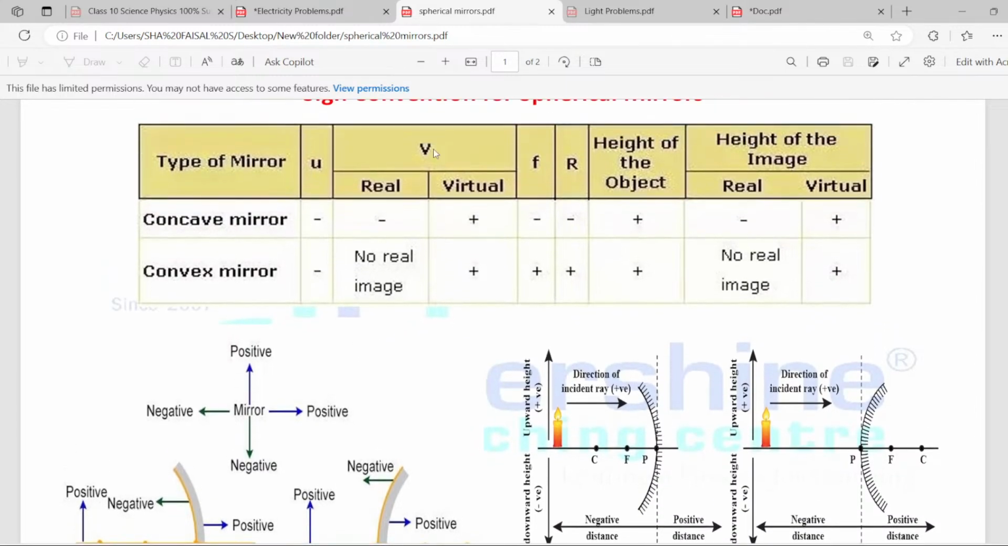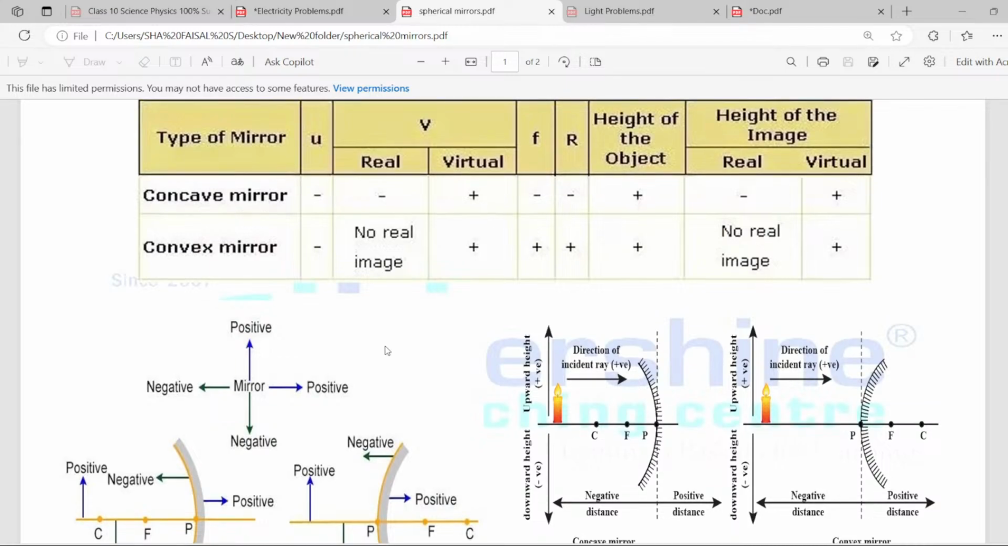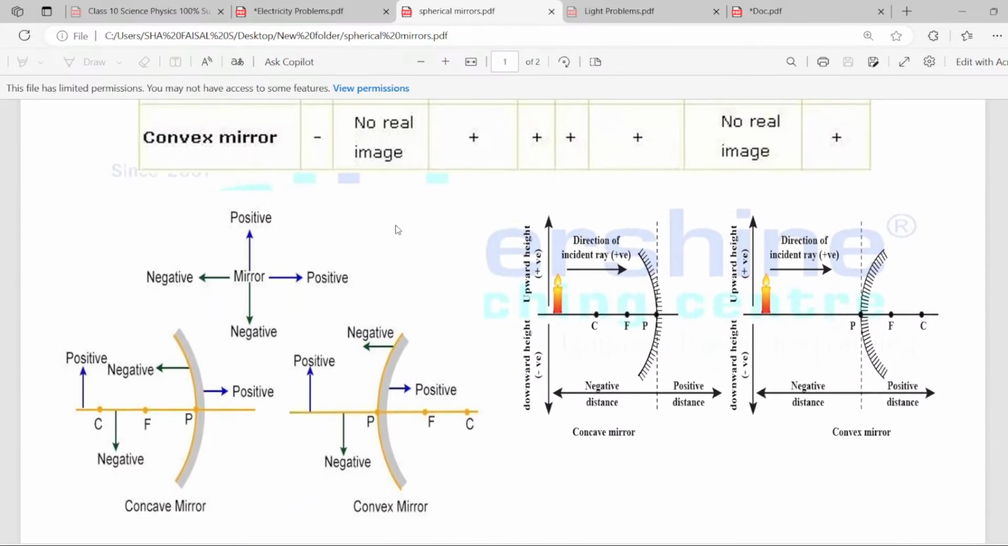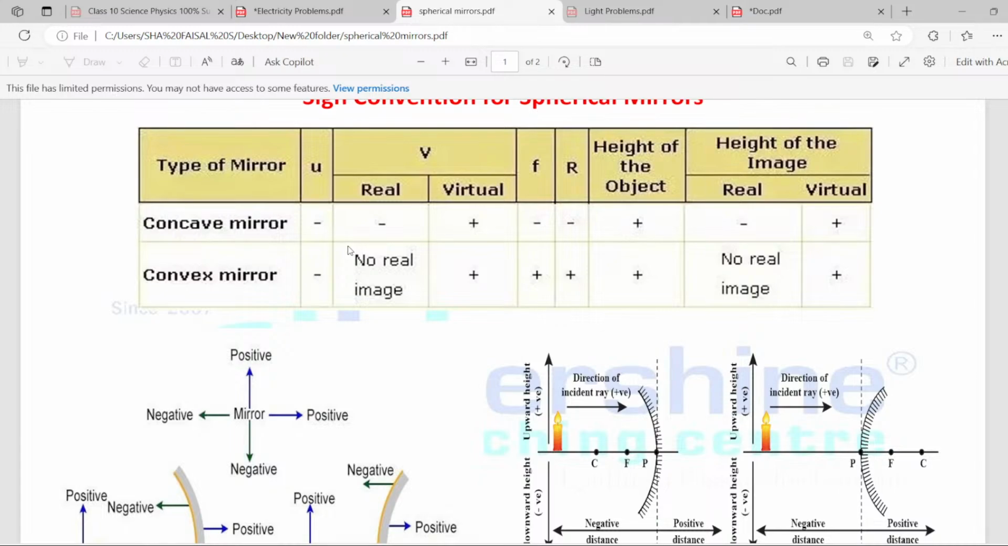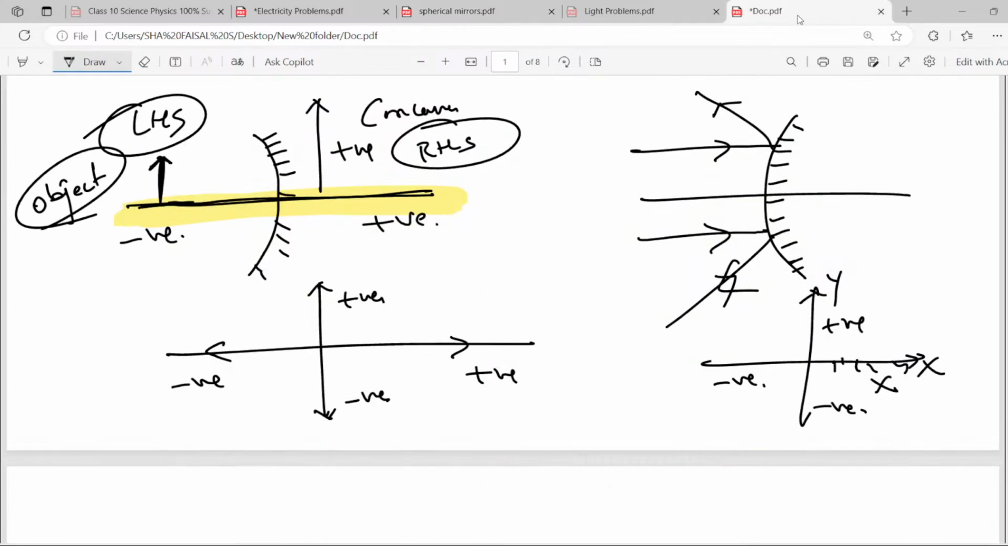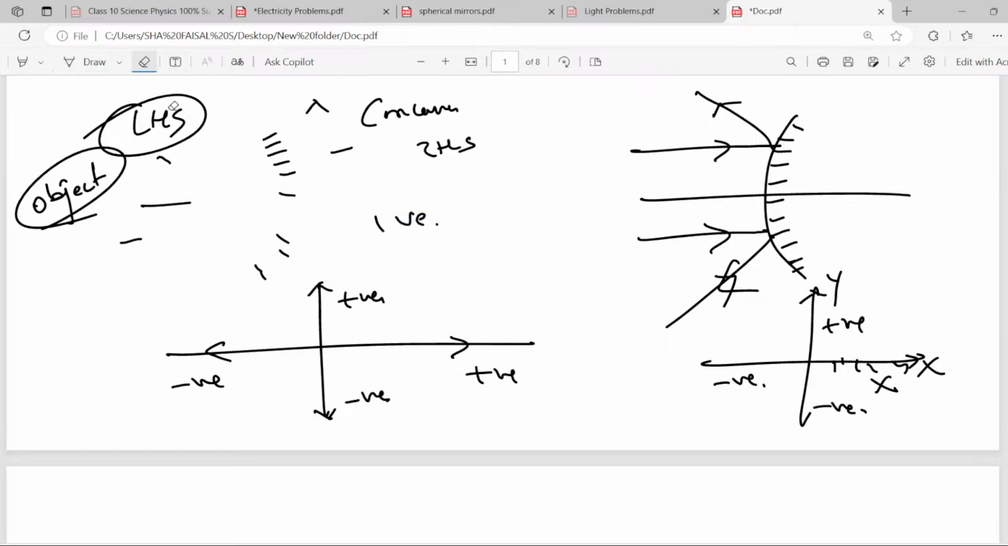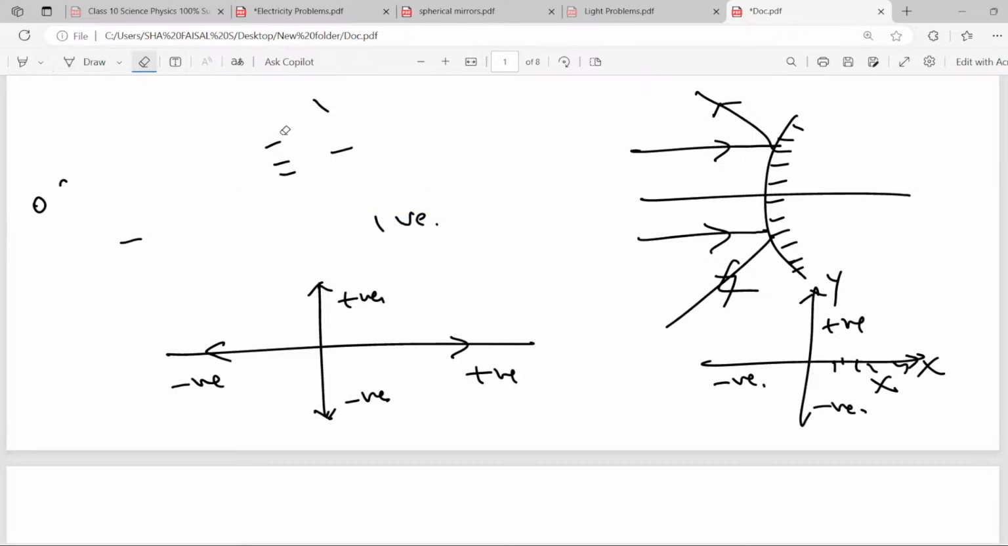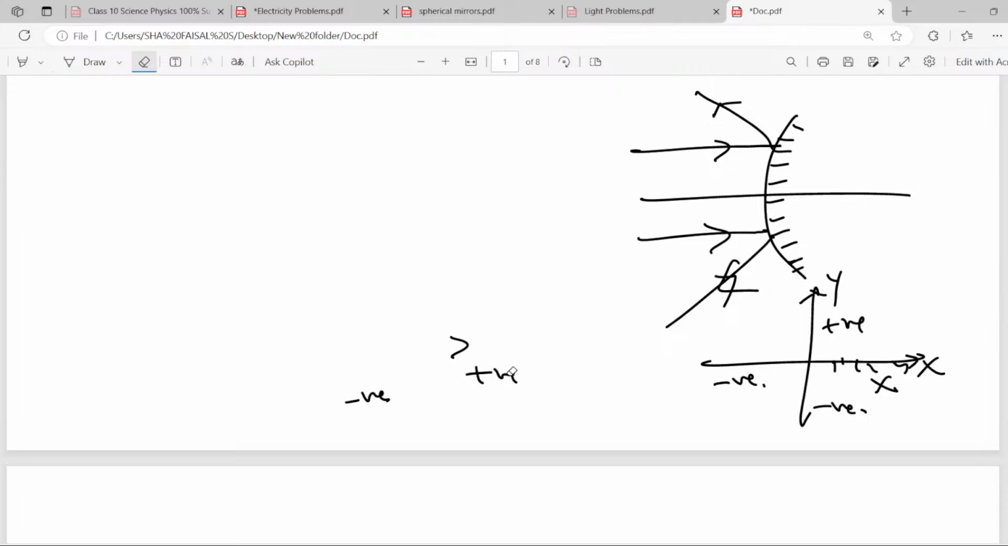v is known as image distance. Here the image is virtual. What is the image here? In concave mirror, u is negative and here v, if it is a real image, it is negative. If it is virtual, then it is said to be positive. What do you mean by real and virtual? If the image is formed in front of this, just a minute, I'll show you how exactly it is.